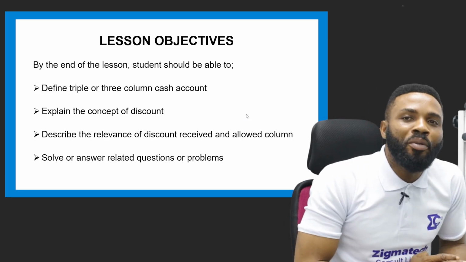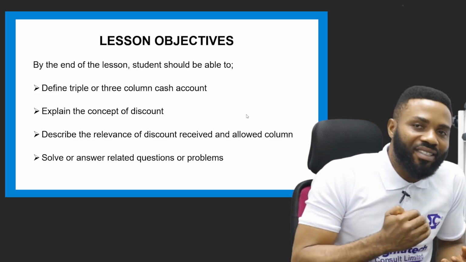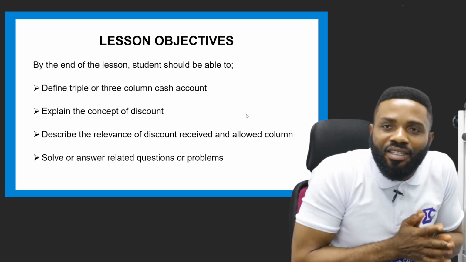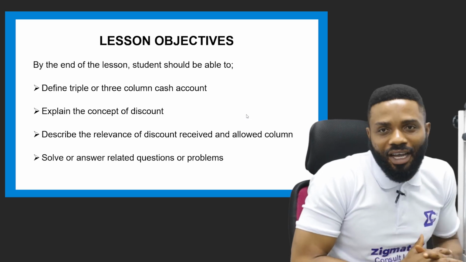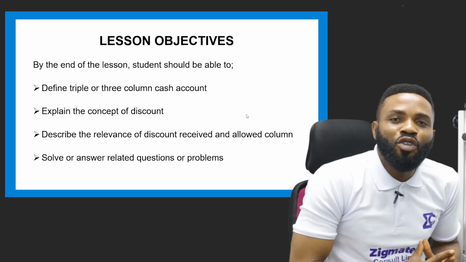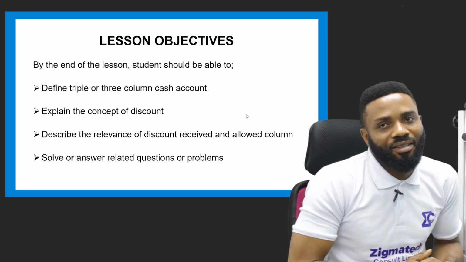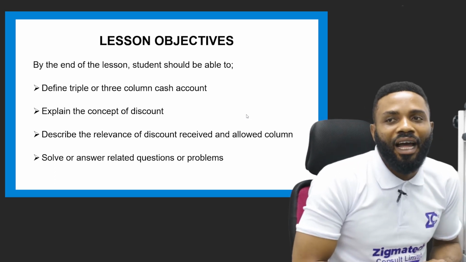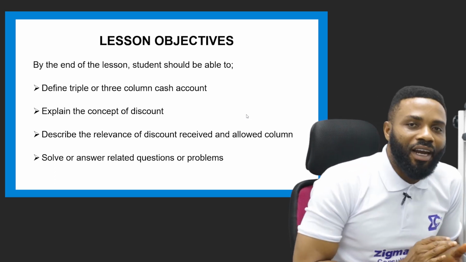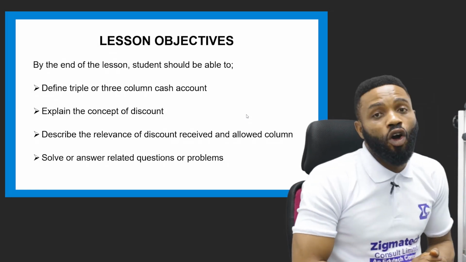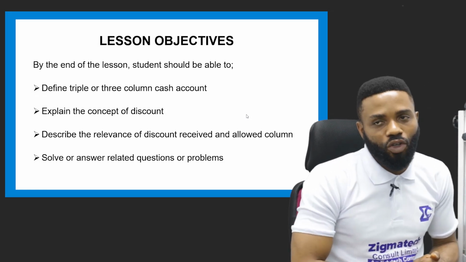Then the second thing, you should be able to explain the concept of discount. What is discount in cash transaction? And then the third one is that you should be able to describe the relevance of discount received and allowed column. And the very last one is that you should be able to solve or answer related questions or problems.